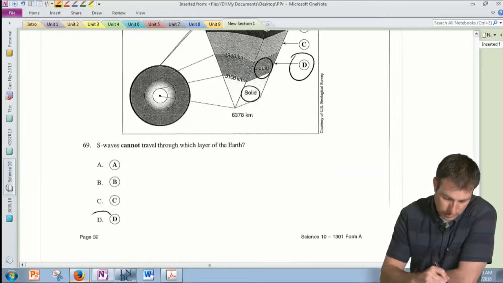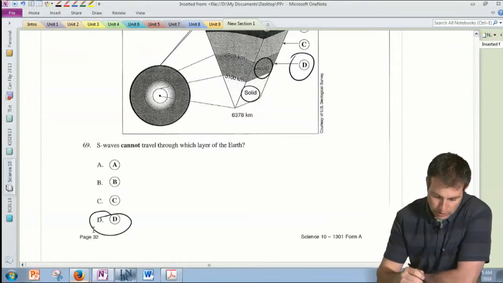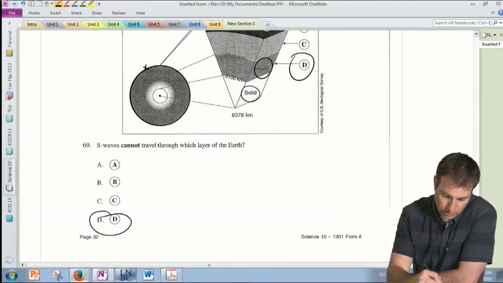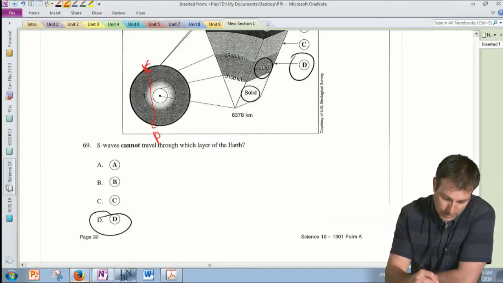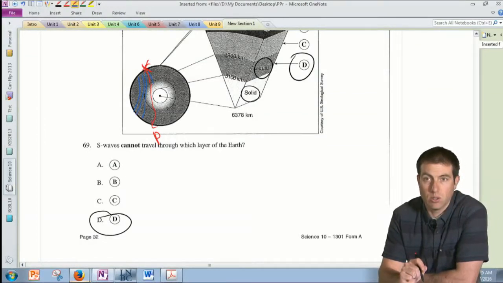Yeah, letter D. Because S waves can't travel through a liquid, remember they showed if we had an earthquake happening right here, the P waves would go through and then they kind of get bent a little bit. So that's a P wave. An S wave would physically get blocked. So the S waves can skirt around the edge, but they won't make it right through that liquid outer core.